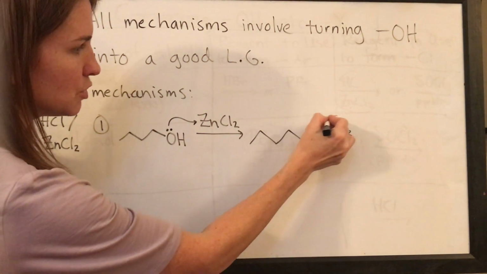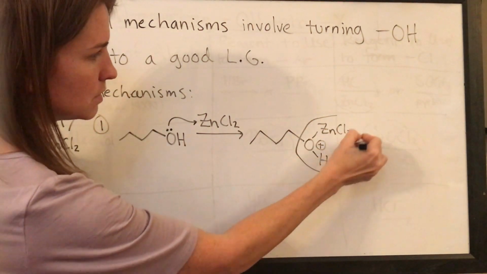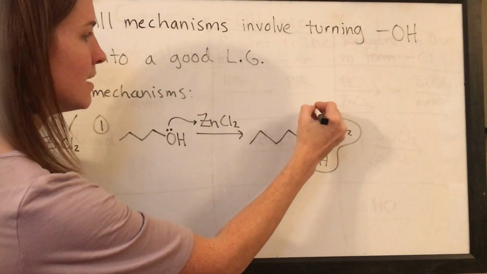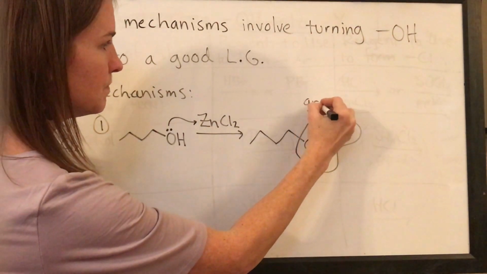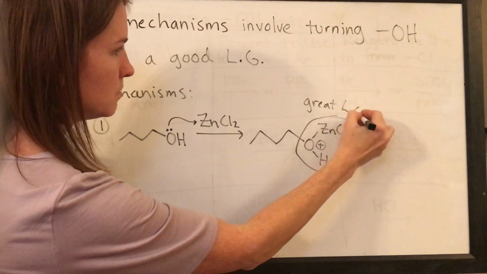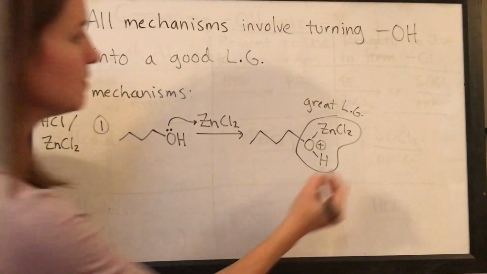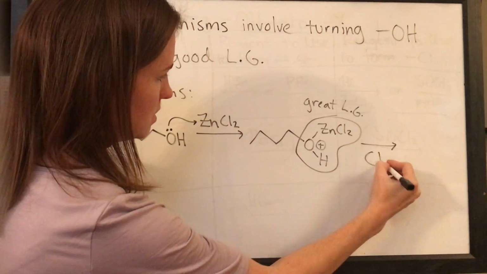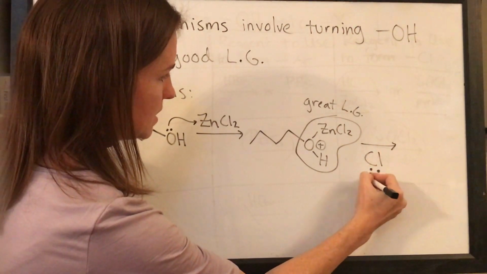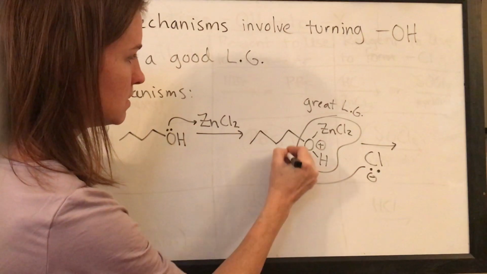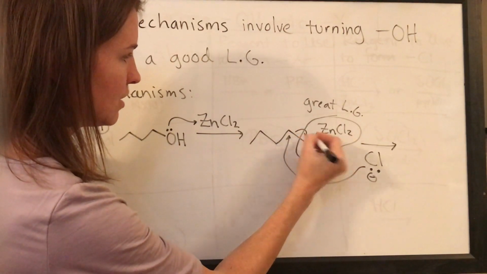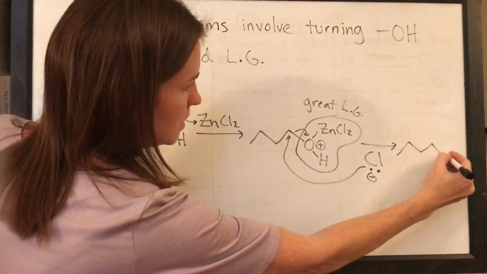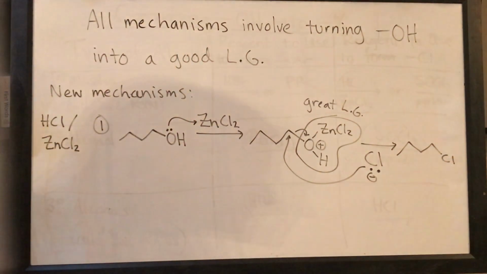This is a really good leaving group. It's a better leaving group than water. That's why we added the acid catalyst. This is a great leaving group. And so then the end of the reaction is just your normal backside attack with your nucleophile. So in this case, there were lots of chloride ions floating around. So that's going to attack and kick out our really good leaving group. And we get our chloride.